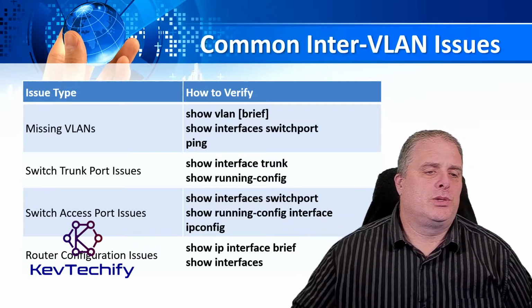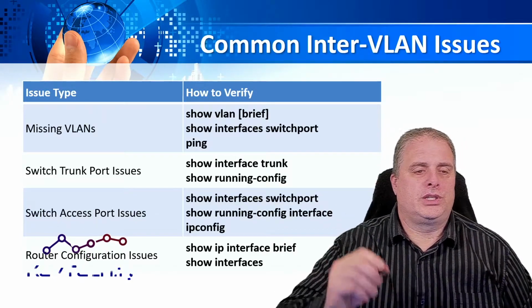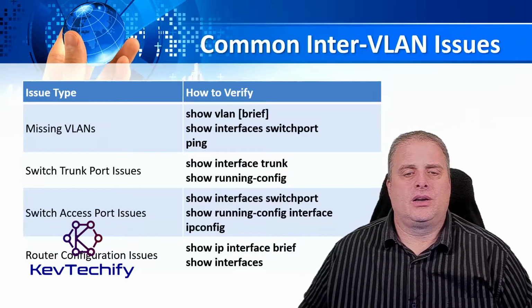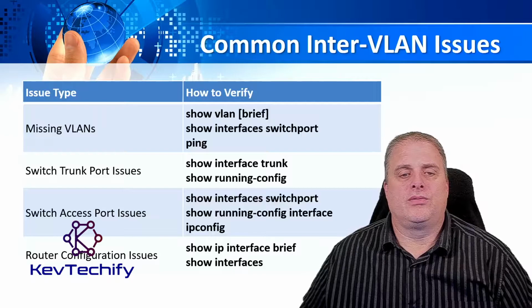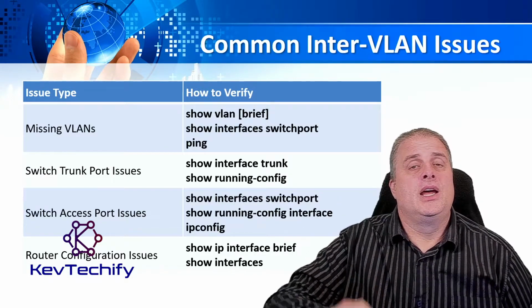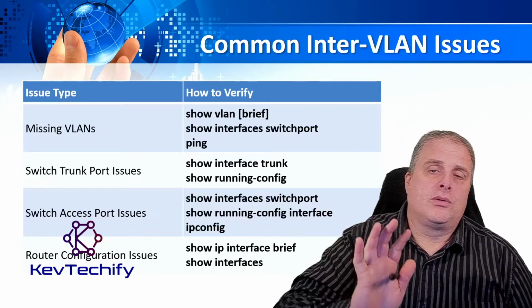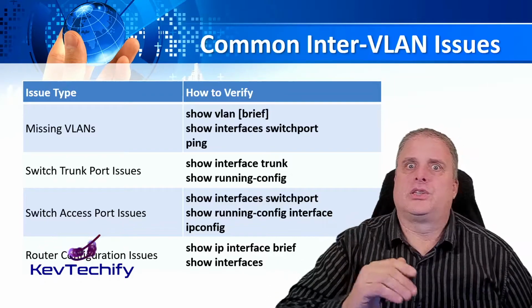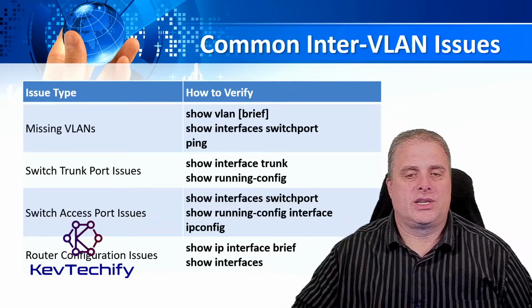If we have some switch trunk port issues, 2 commands we can use here definitely are show interface trunk and show running-config. The show interface trunk gives you information about the trunks themselves, if they're up, they're running, what modes they're in. The show running-config gives us how it's currently configured in RAM and how it's set up.